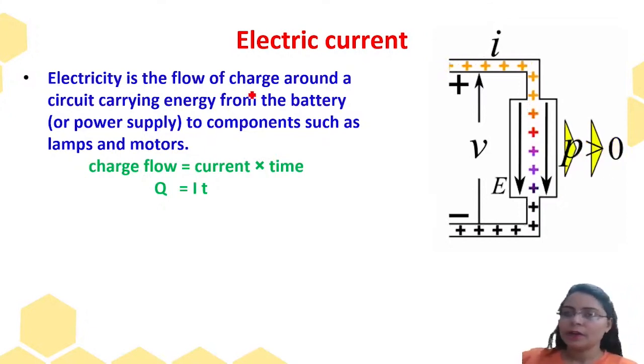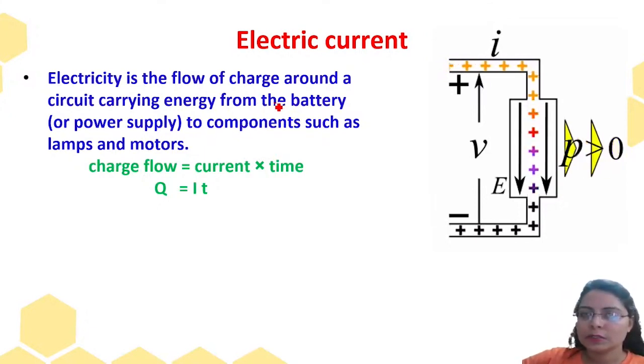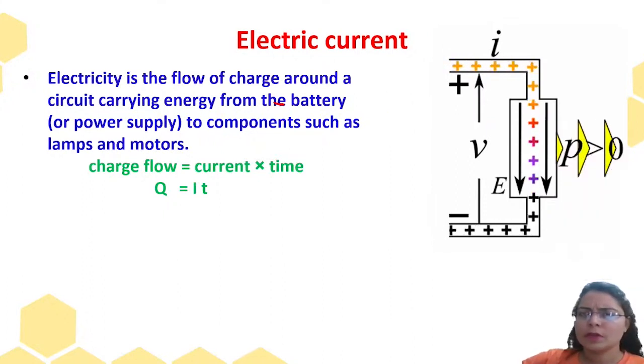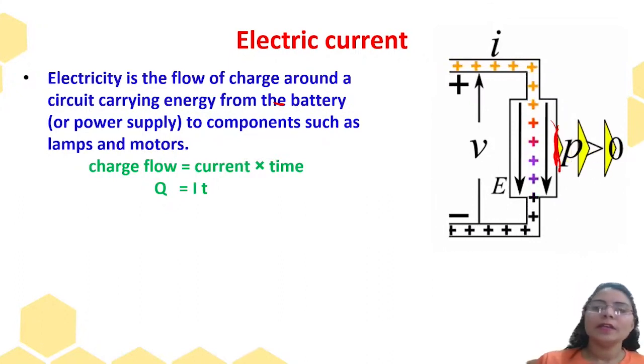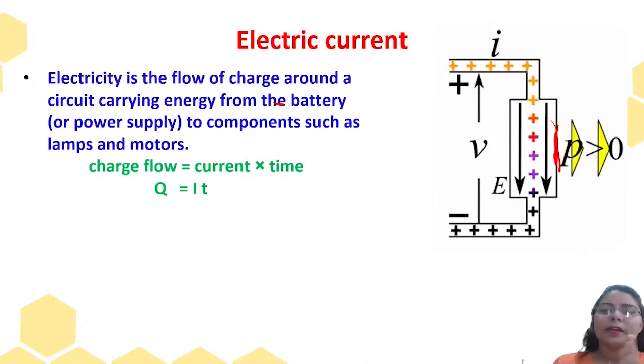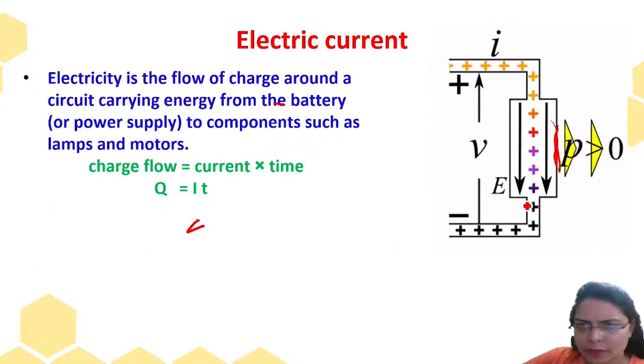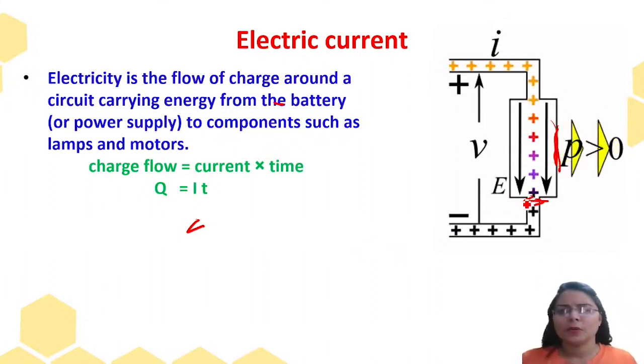Suppose we consider that cross section, and we are checking how many electrons are passing through that particular area. Suppose this is the cross section. That will be a better idea to understand.